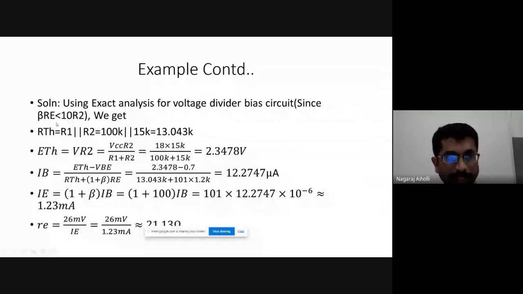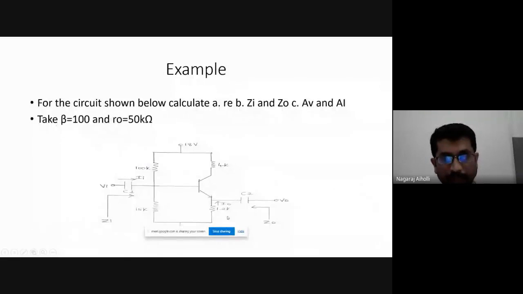Now what is beta RE here? Beta is 100, RE is 1.2 K. 100 into 1.2 K is 120 K. Is that greater than 10 times R2? R2 is 15K, and 10 into 15 is 150K. So beta RE is not greater than 10 times R2. 120K is less than 150K. Therefore, we cannot make use of the approximate method of analysis for this circuit.